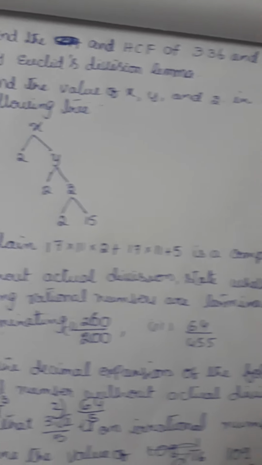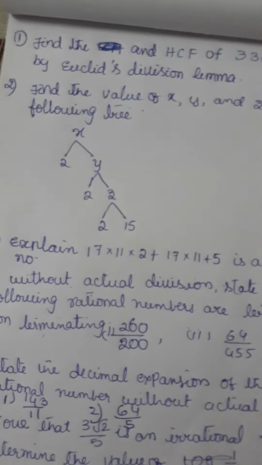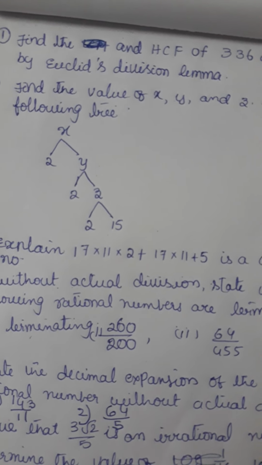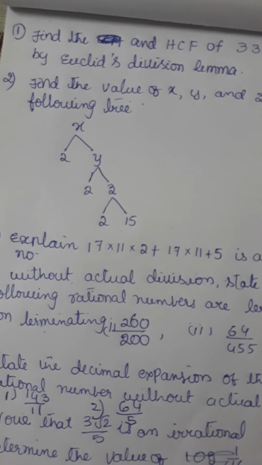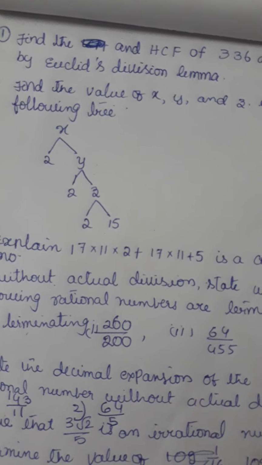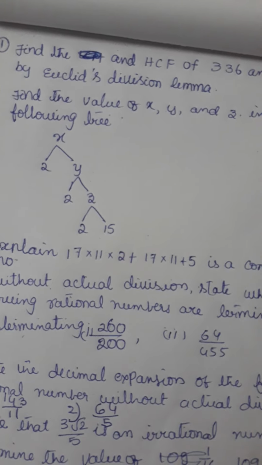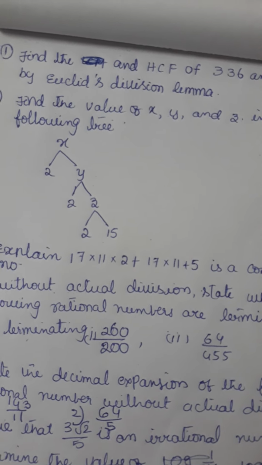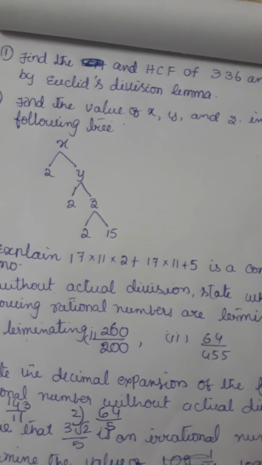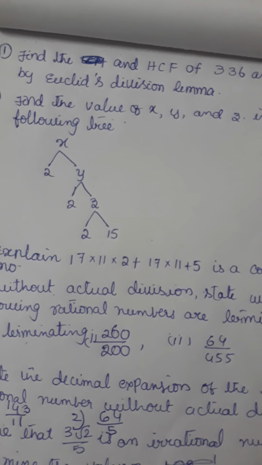Fourth one, without actual division, state whether the following rational numbers are terminating or non-terminating. The first one you are given is 260 by 200, 0 can be cancelled. And now do the prime factorization for 20. You are having 2, 2, 5. So if you see only 2's and 5's in your denominator, or if your denominator is in the form of 2 power m and 5 power n, then it is a terminating decimal. Other than that, if you have anything in your denominator, it is a non-terminating repeating decimal. So here it becomes a terminating decimal.